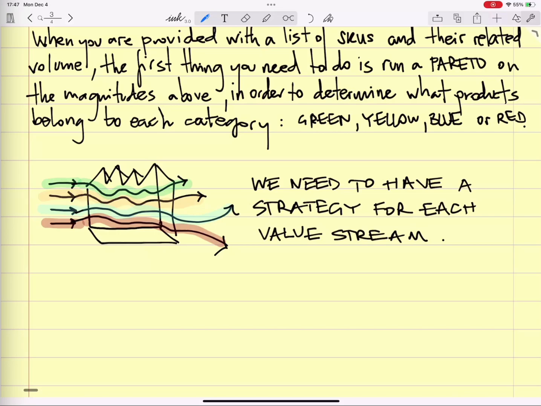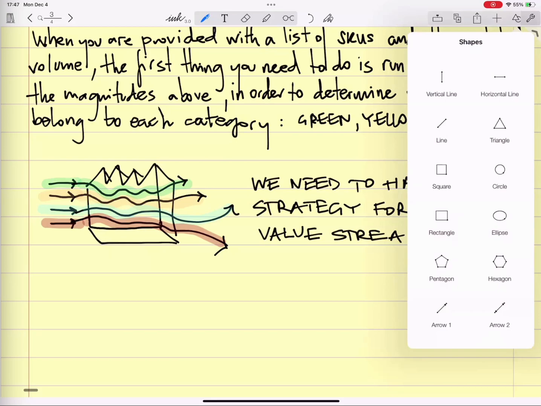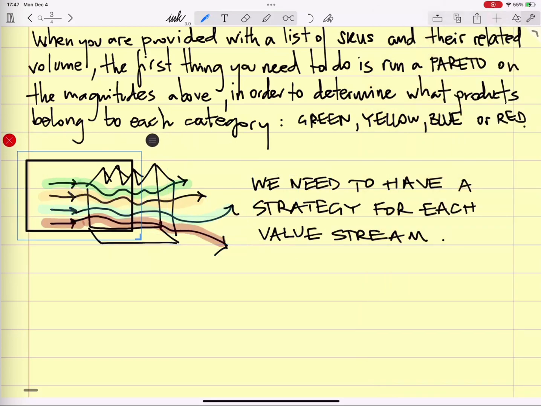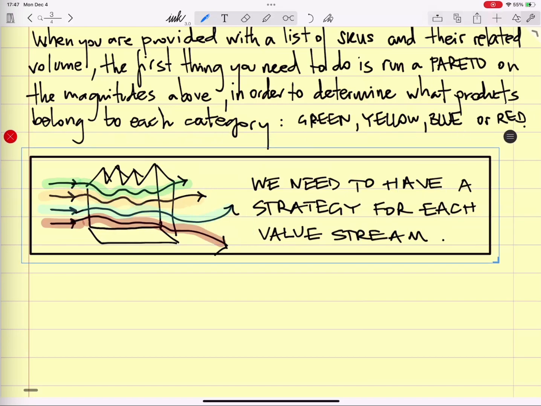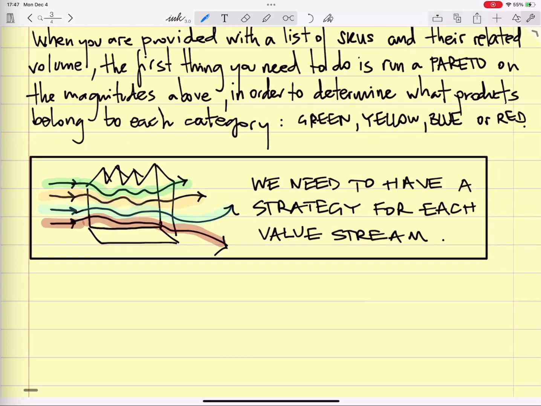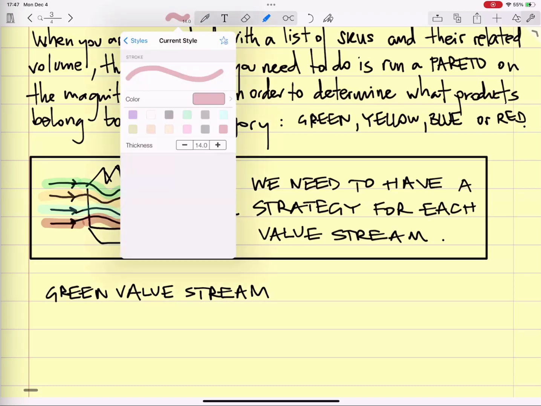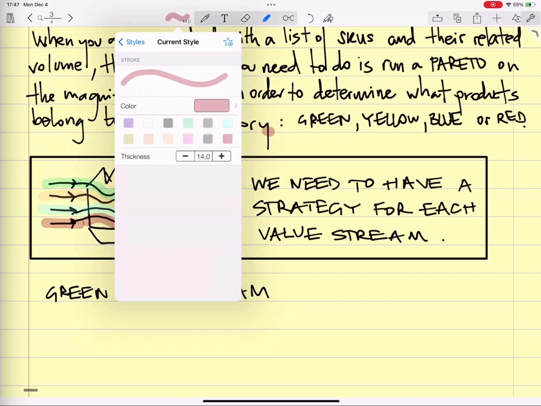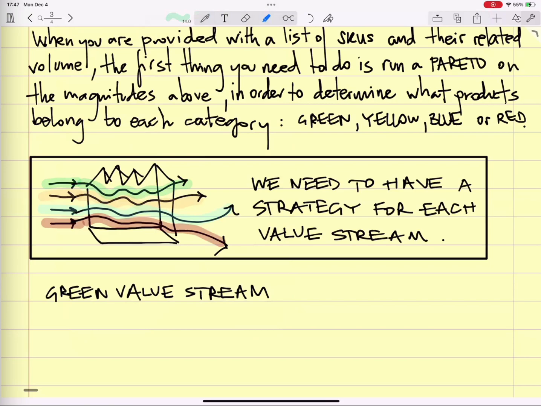That's what we do with the Glendie sieve. So does it make sense what we do? Yeah, it makes sense. So let's look at the strategies we are going to develop for each value stream. So the first one is the green value stream. Okay. Now we start with the green value stream.